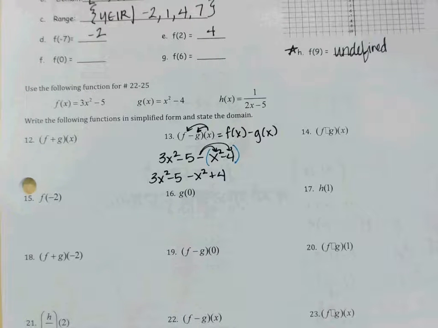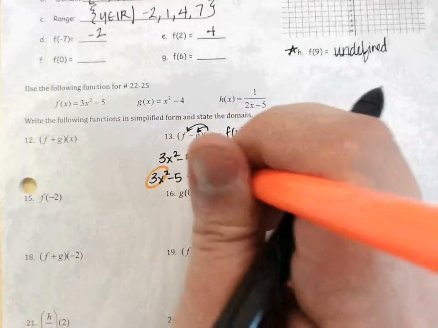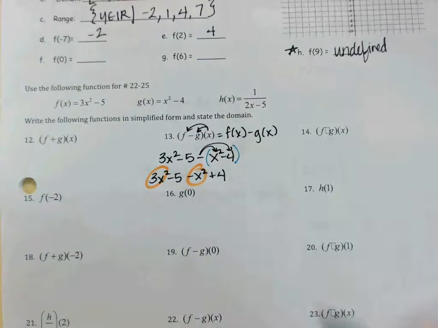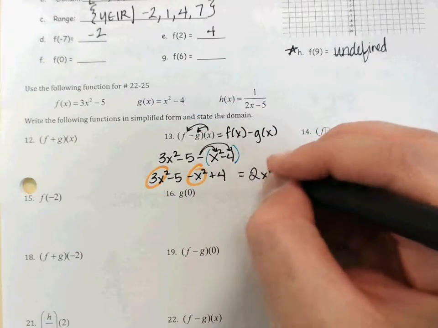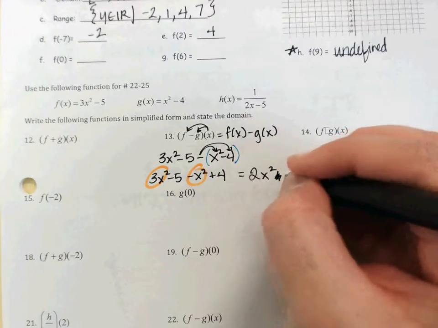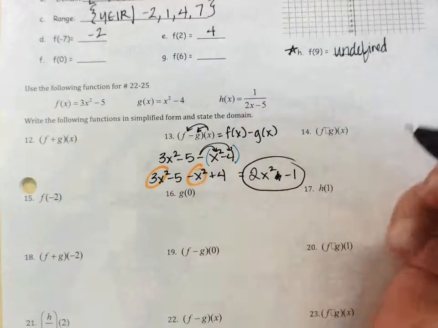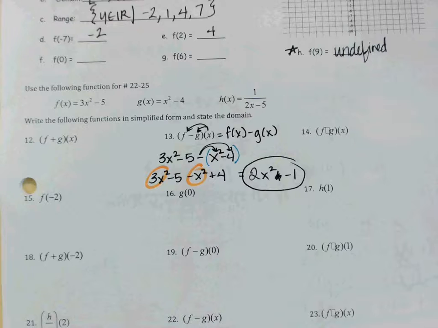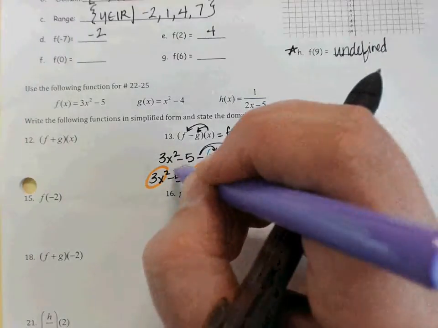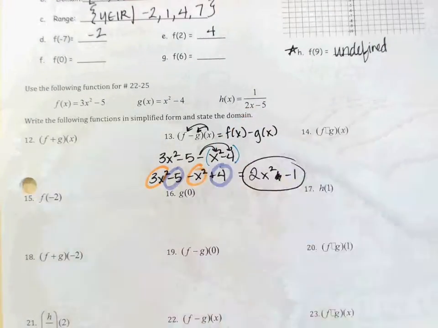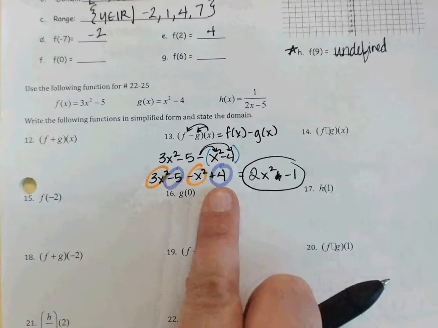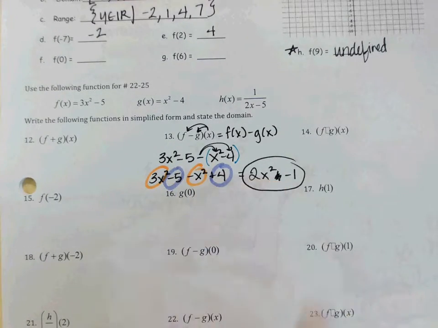What is 3x squared if I take an x squared away? 2x squared. And then what's negative 5 plus 4? Minus 1, yeah? Because it's a negative 5 and a plus 4. So I put my 3x squared minus x squared together. Then I put my minus 5 and my plus 4. Think about it. You borrowed $5, but you only paid me 4 of them back. Then you still owe me 1.